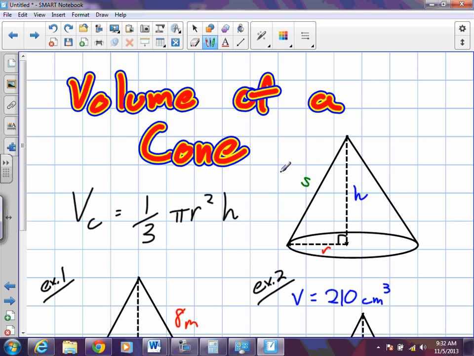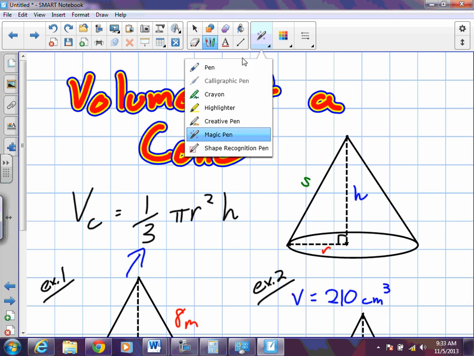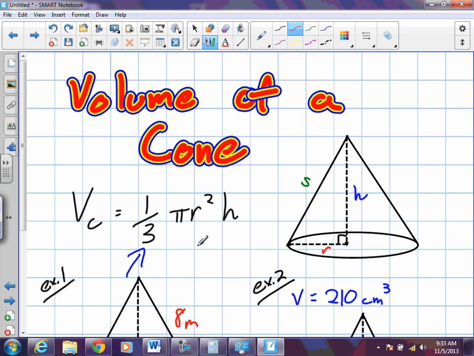We're finding volumes of something else. What did we find a volume of? That's right. We were finding volumes of pyramids, right? So a volume of a pyramid was the area of the face times the height times 1/3. So let's draw a similarity here.